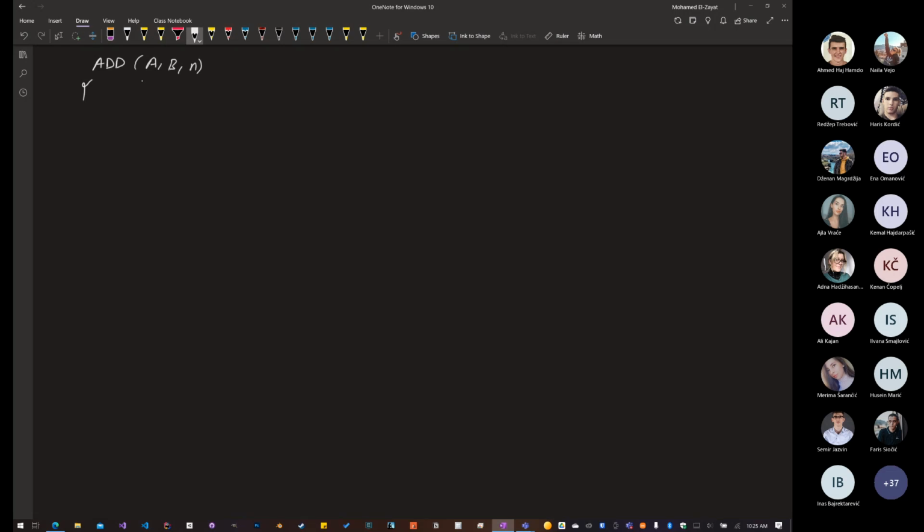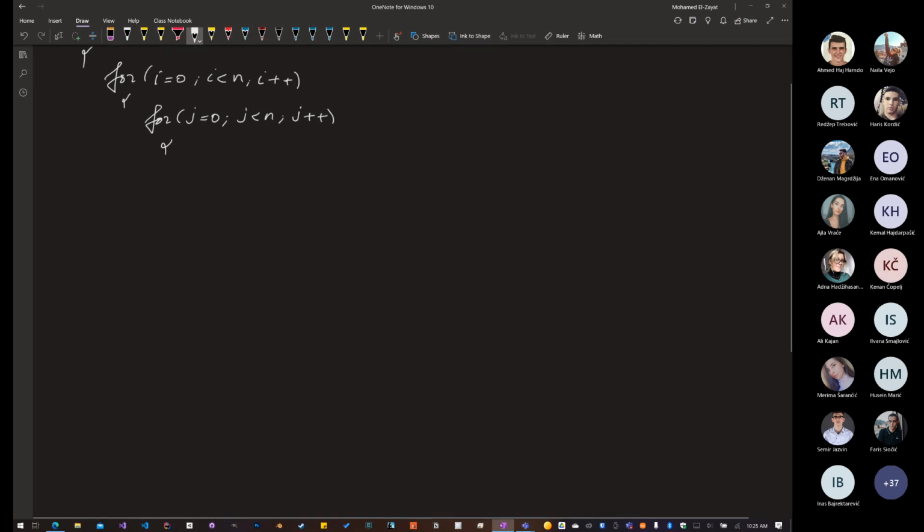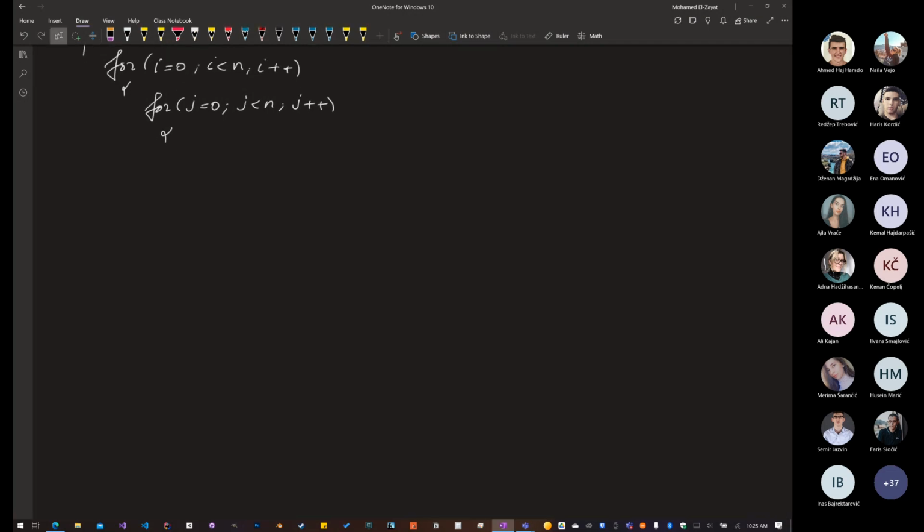So for i equals 0, i is less than n, i plus plus, and then we open braces. Then we have another for loop, because we are summing a square matrix. j equals 0, j is less than n, j plus plus, and then we open braces, and then we try to sum this.